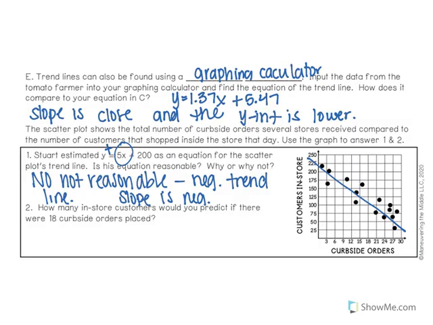So how many in-store customers would you predict if there were 18 curbside orders placed? Curbside orders, there's 18, so I'm going to go to where 18 is, and I'm going to draw a line up. So approximately, I get about 100. But again, that's a little bit over, so maybe I might even want to go as far as saying maybe 110, just because my line's not perfect. I could have shifted that line up a little bit more and got a different answer. So not everybody's is going to be exactly the same, and that's okay.